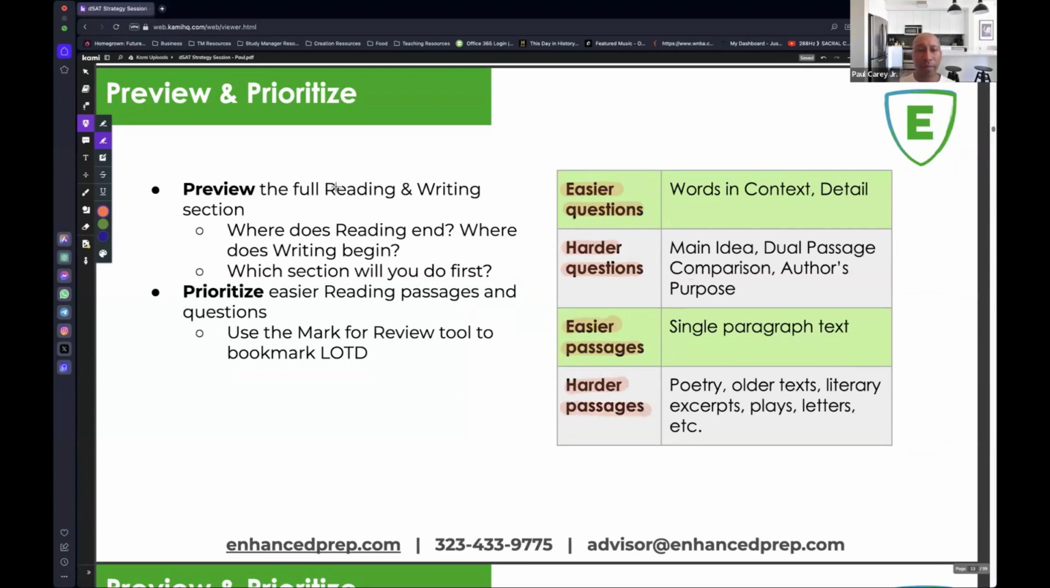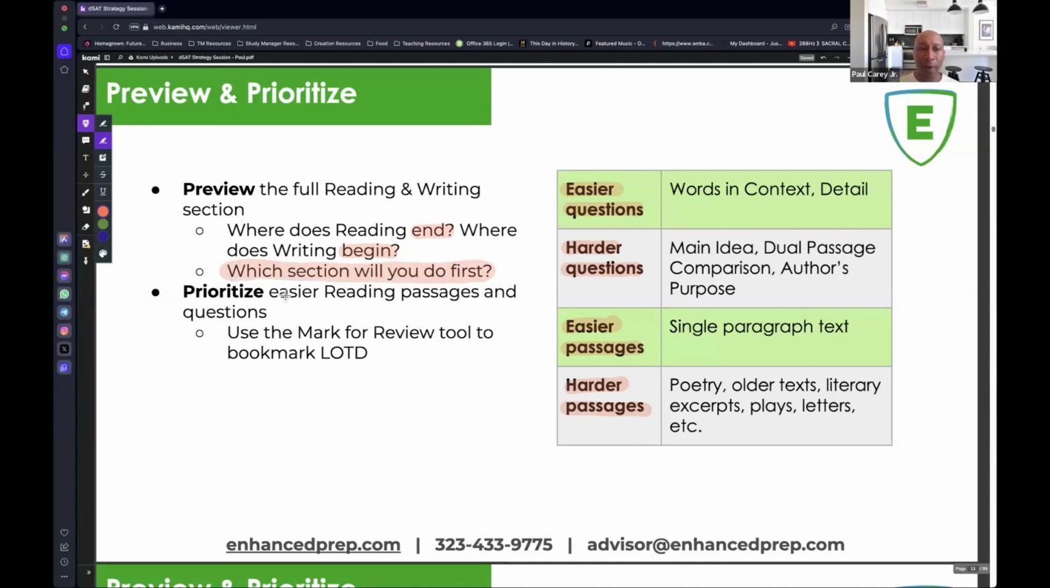So we can preview the full reading and writing section. Where does the reading end, right? And where does the writing begin? Remember we said it's going to be somewhere around 13 to 18 where those two meet. So you want to preview first and then work through the writing first, unless you just really love the reading. So you want to figure out which section you'll do first, right? And one of the biggest things is those practice exams are going to help you get an idea of what you want to do first.